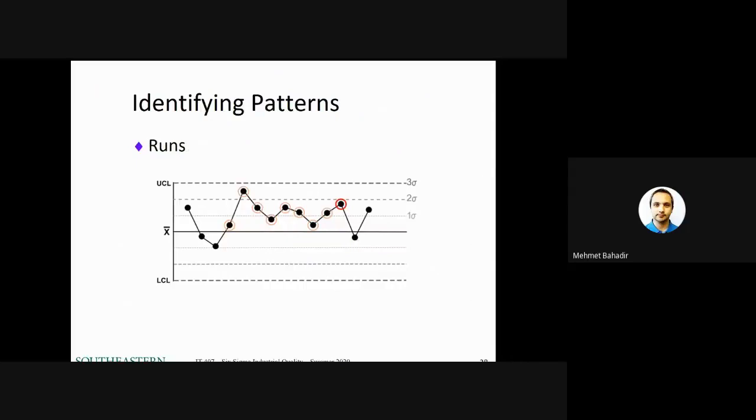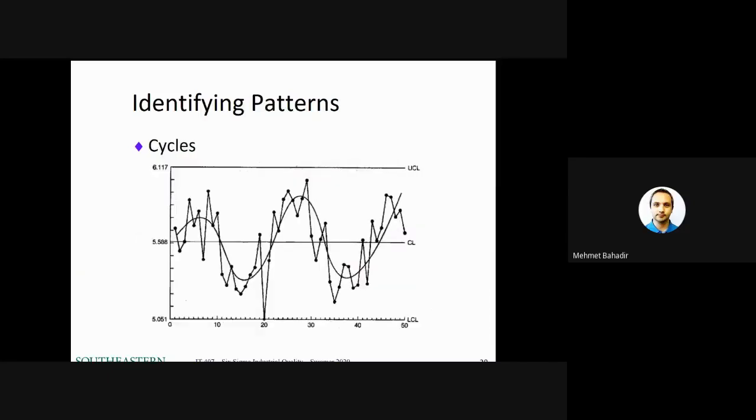Here, what happens is all the data points are above or below the center line. Again, there is an unexpected and uncommon situation. So you need to figure out what that time is and identify what went wrong. This is also an outside the control situation.